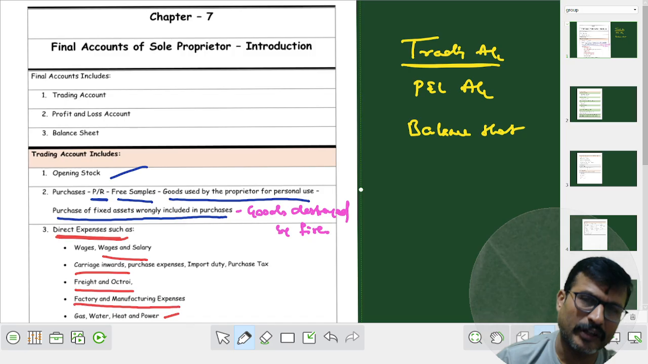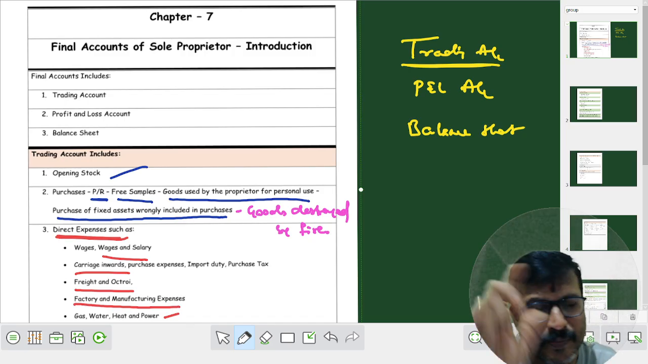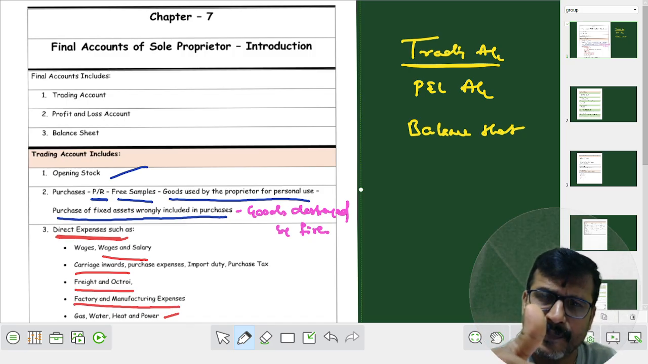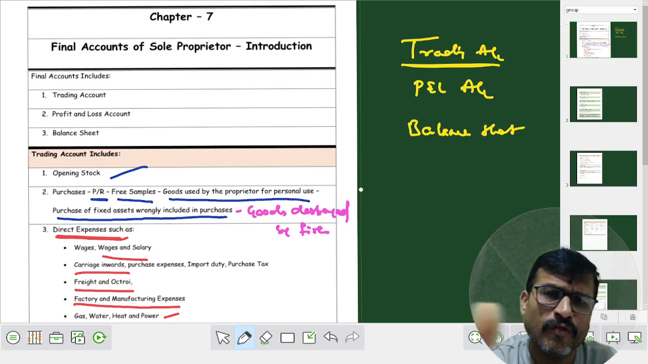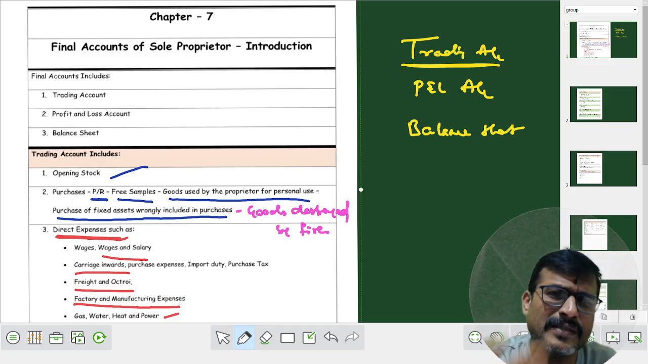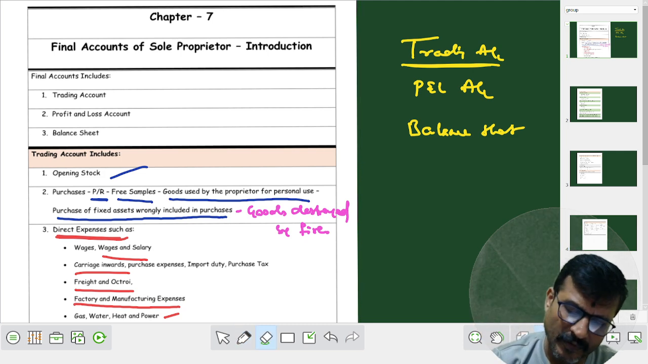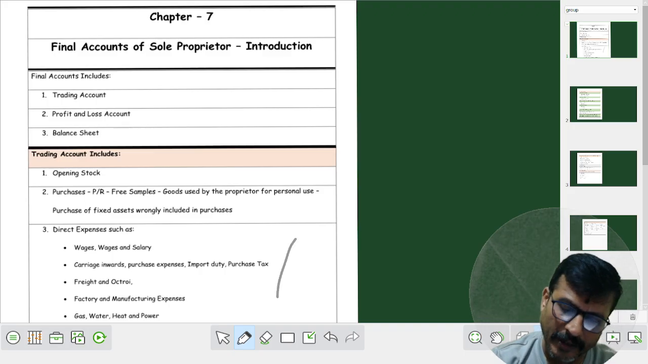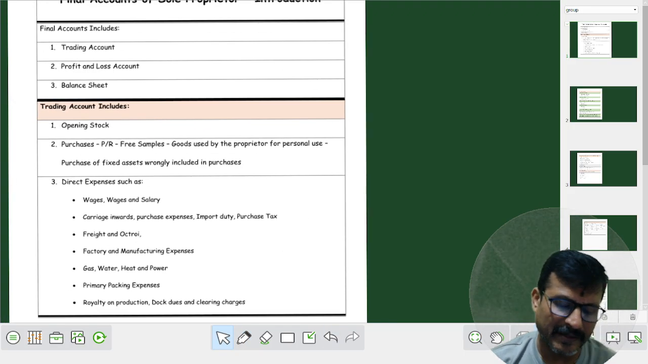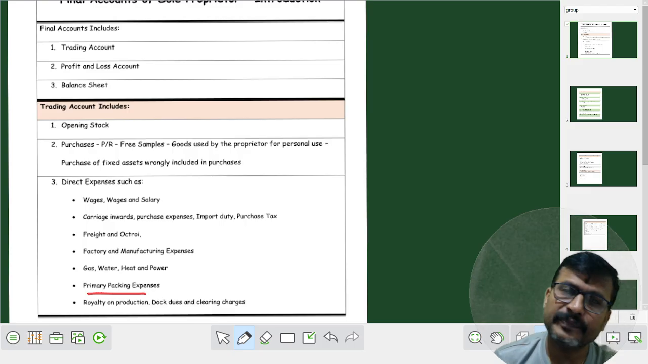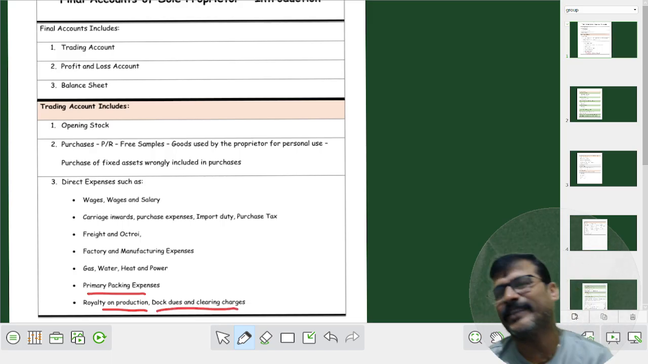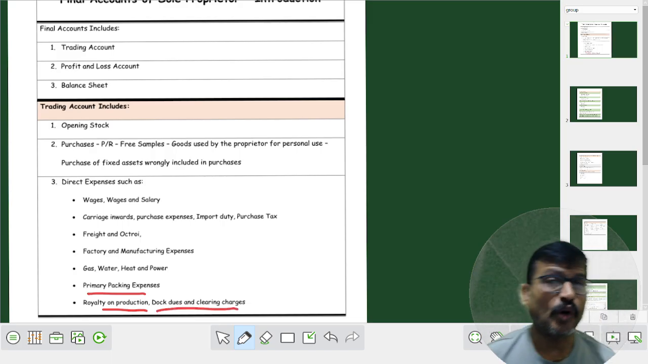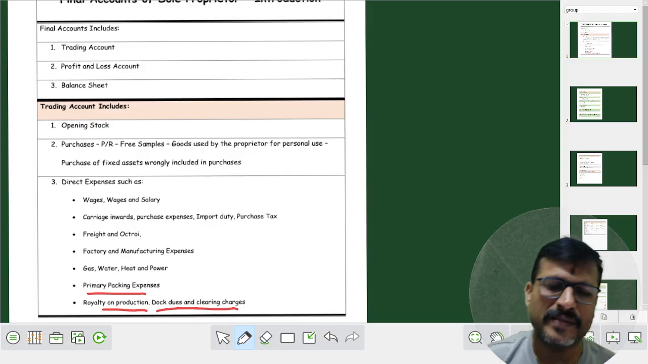I repeat, what are all the things involved in direct expenses, please make a note of it. Wages, carriage inwards, freight and octroi, factory manufacturing expenses, gas, water, heat, power. Apart from this, we have a few more items called primary packing expenses, the royalty on production, dock dues and clearing charges. All these are involved in direct expenses.